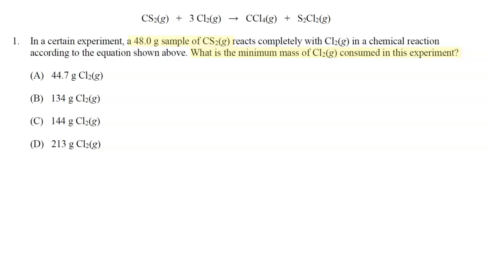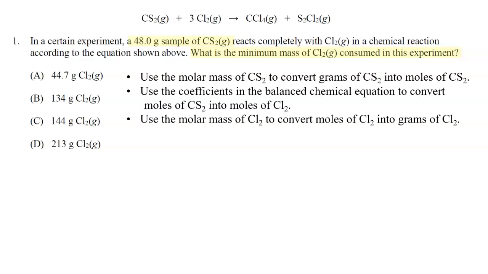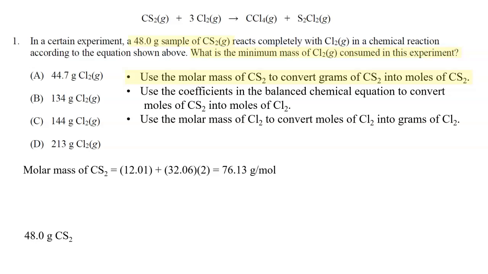So the strategy for solving this problem is to convert grams of one chemical into grams of another chemical. So first, we're going to use the molar mass of CS2 to convert grams of CS2 into moles of CS2. Using the information on the periodic table, the molar mass of CS2 is equal to 76.13 grams per mole. So we'll start with 48.0 grams of CS2, and we'll use a conversion factor to convert from grams into moles.